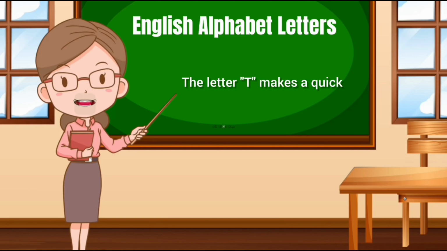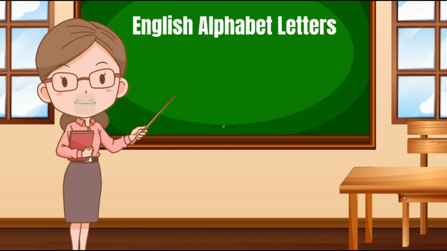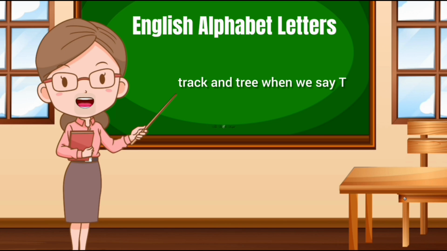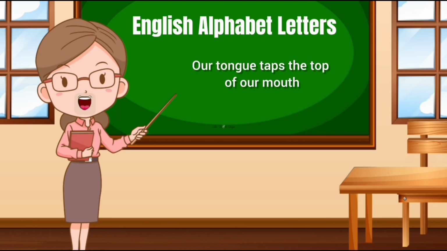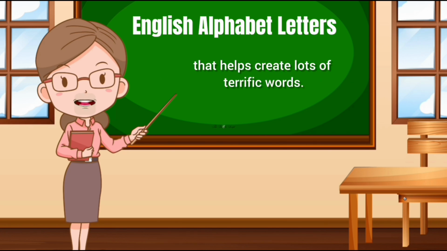The letter T makes a quick, tapping sound like T. It's like the sound of tapping our fingers on the table. Children, can you try saying T. Sounds great! I really appreciate it. That's the sound of T. We can hear it at the start of words like tiger, toy, track, and tree. When we say T, our tongue taps the top of our mouth and we make a short, sharp sound. It's a fun, bouncy consonant sound that helps create lots of terrific words.